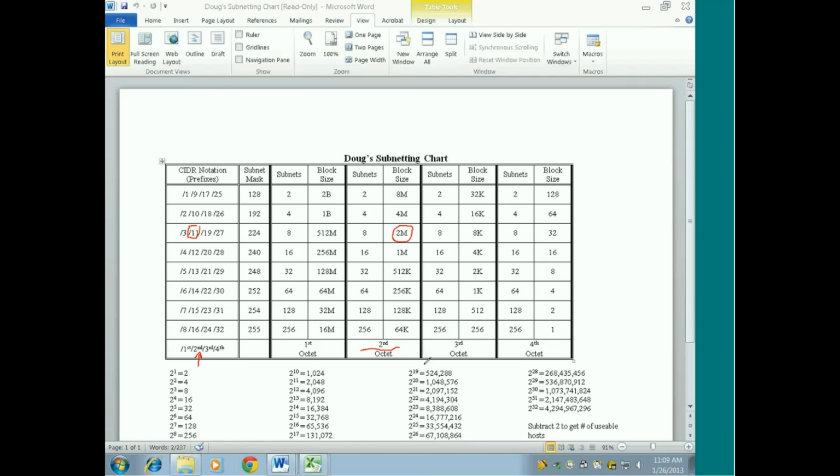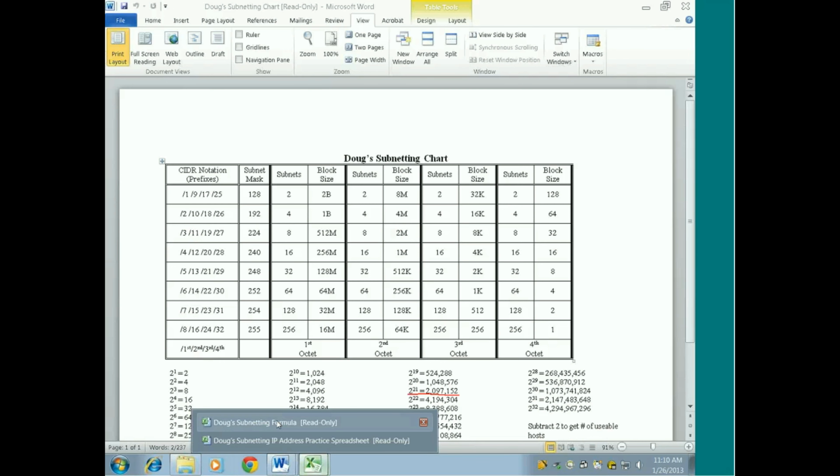That many. That's 2 to the what? This guy right here, isn't it? And do we care about the exact number? So it's 2,097,150. Why? Because you have to subtract 2 to get the number of usable hosts. 0 is reserved, so is the broadcast address.